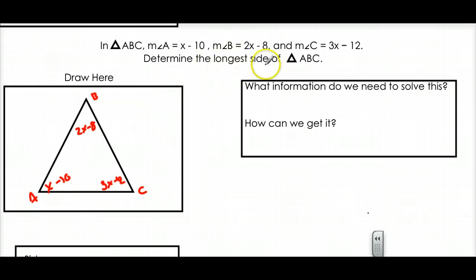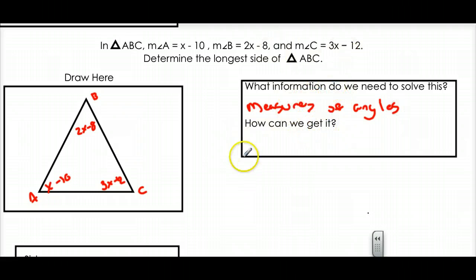Well, what information do we need to solve this? To solve this, we'd probably have to know what the measures of these angles are. So that's a good first question to ask yourself if you're ever solving a problem. You want to find the measures of the angles, because then I can figure out which is the greatest side.